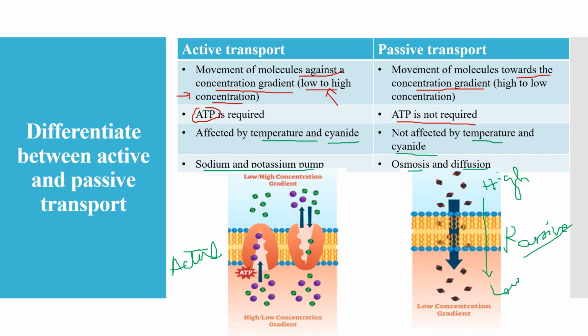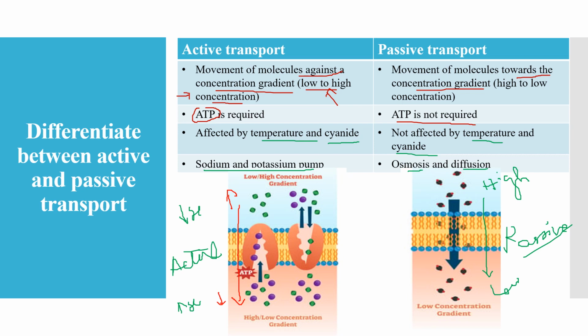Whereas in active transport, the molecules move against a concentration gradient, meaning the molecules can move from low to high concentration. As you can see here the concentration is high and here the concentration is low, so molecules will move from high concentration to low concentration, and after the process the molecules have increased here and decreased there, but still more molecules are required.